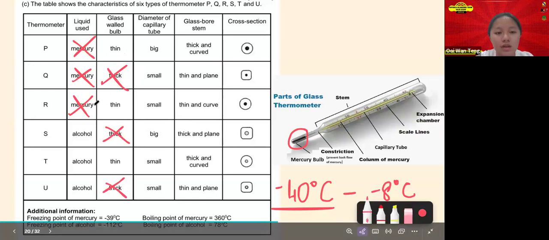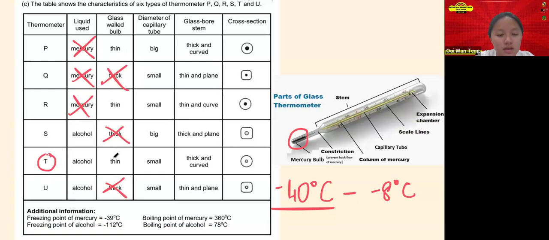So actually now you are left with thermometer T, but you still have to check the other characteristics. Now, the diameter of the capillary tube, should we choose a big one or a small one?